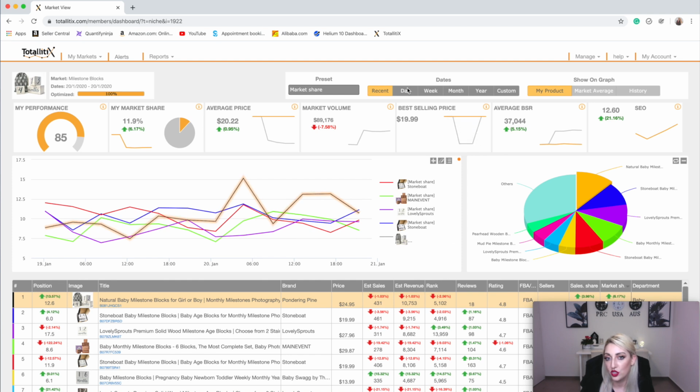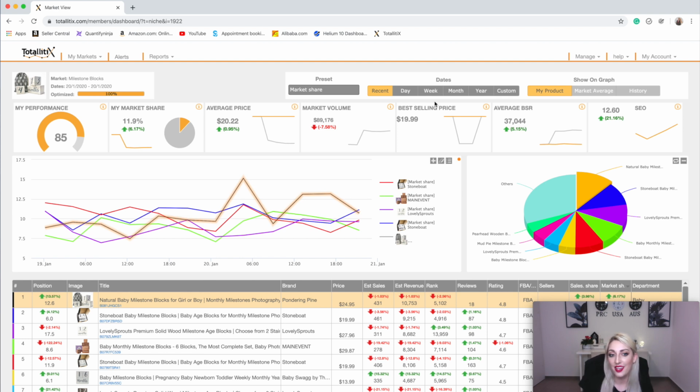So just so you remember, you've got here day, week, month, year, and custom. And obviously the longer you track this, the more information you're going to have about the niche, because remember, trends will change. There'll be changes all the time. New products will come in, certain products will phase out. And this is going to help you to really keep a bird's eye view.